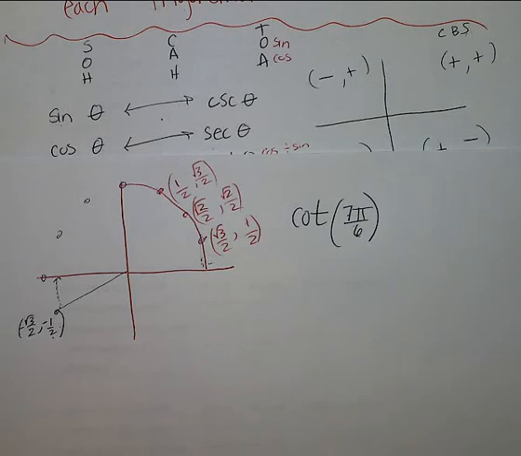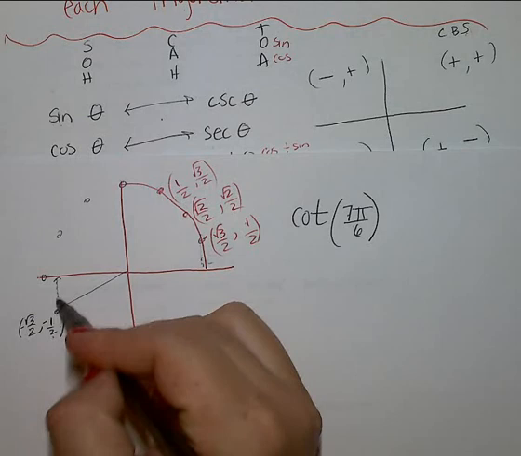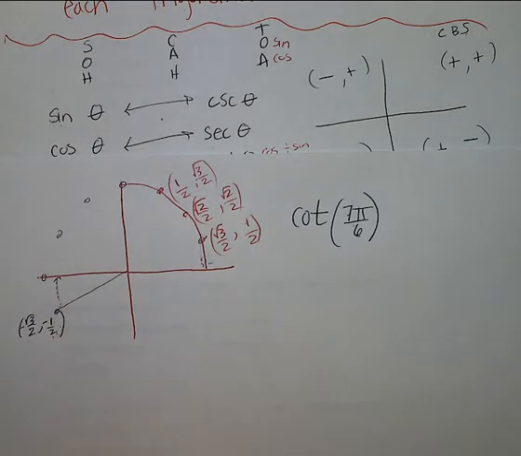Once again, step 1, locate the angle. Step 2, decide the reference angle so we know what ordered pair it is. Step 3, put the proper signs along with the cosine and sine.